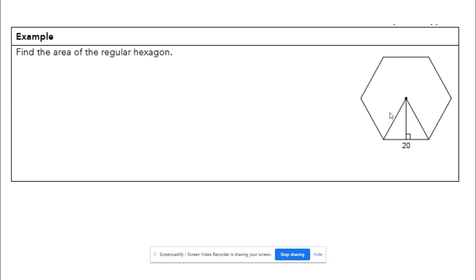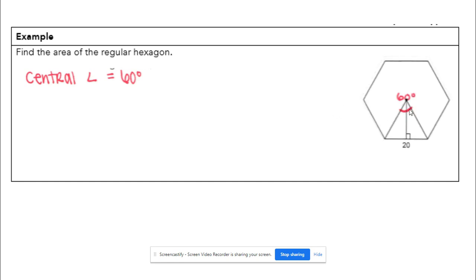If we are trying to figure out the measure of the central angle, which in turn will help us figure out the length of the altitude of this triangle, or in this case, the apothem, we take 360 degrees from a circle and divide it by the number of sides. So 360 degrees divided by 6 sides means that the central angle measure is 60 degrees.